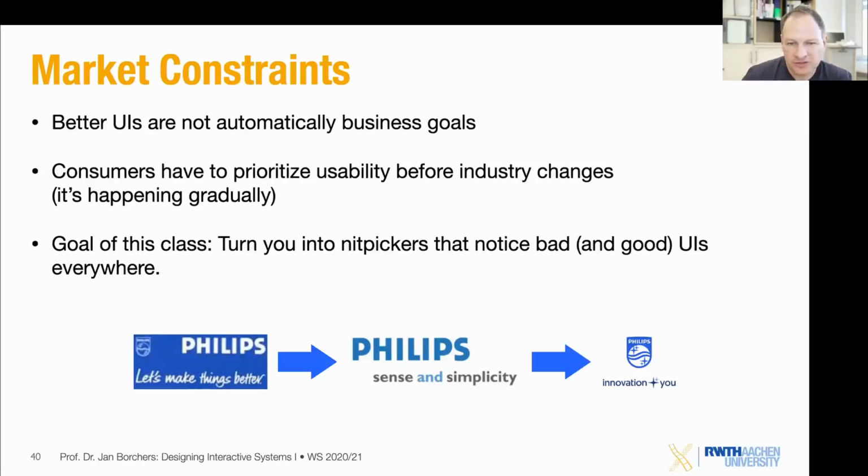So I think this class will do that to you, and it will change the way that you think about technology. And hopefully, the next time you enter MediaMarkt, you won't be wondering how many features can I get for 100 euros, but what's the usability that I can get for 100 euros, when you buy a product. Or, you know, online is the same story.